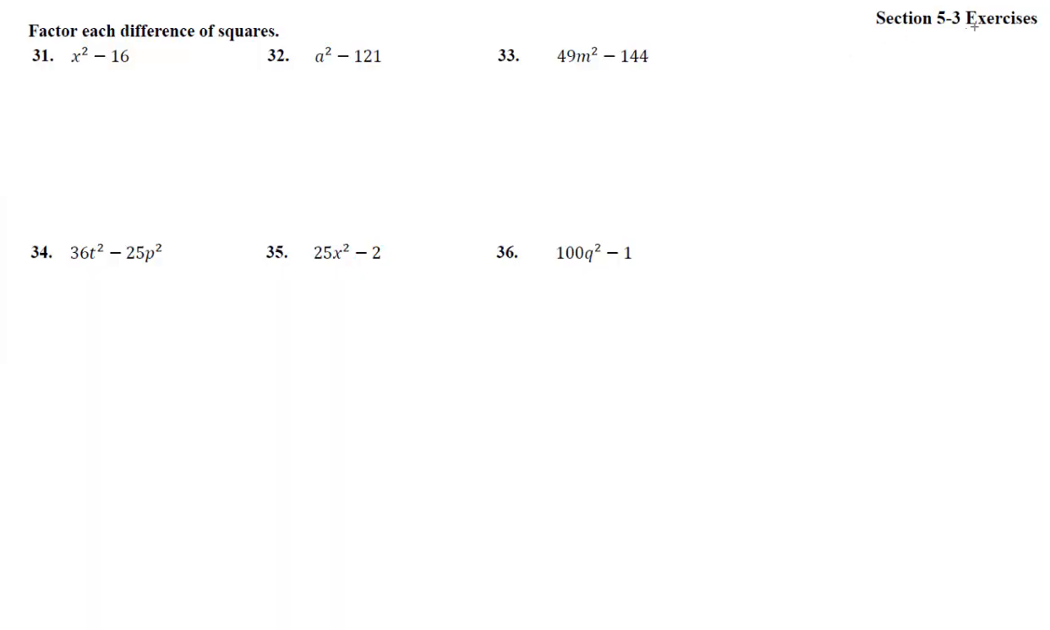Here we are in section 5-3, exercises 31 through 36. It says factor each difference of squares. That phrase right there means something. Difference means subtraction. And squares are things that are perfectly squared, like a squared and b squared. So a and b squared would be right here.